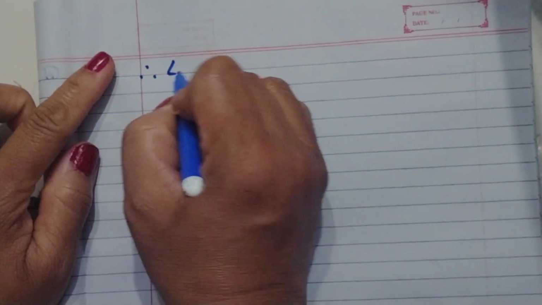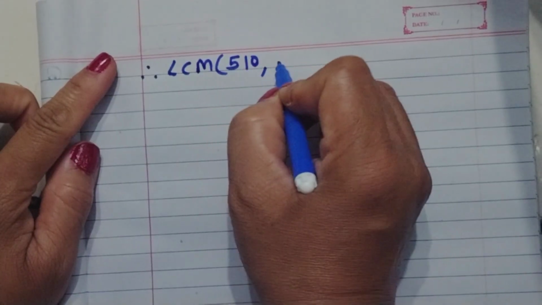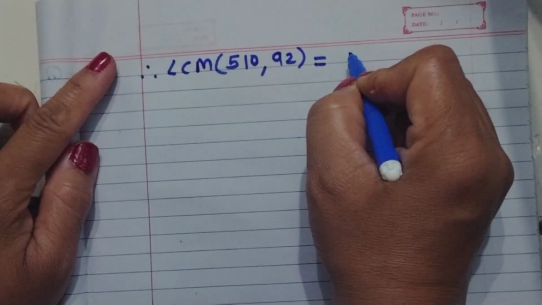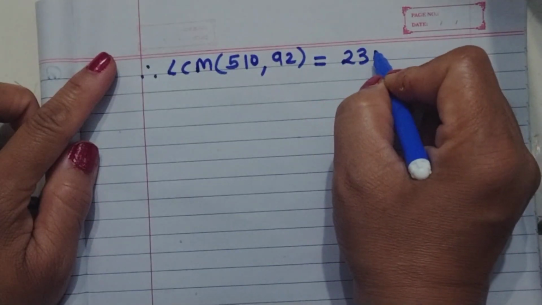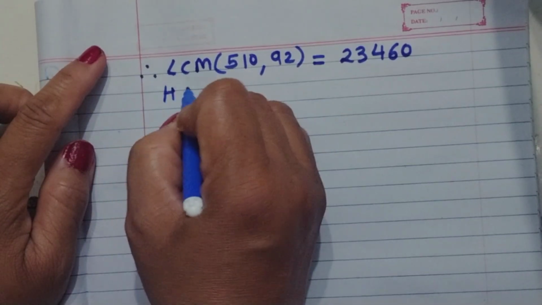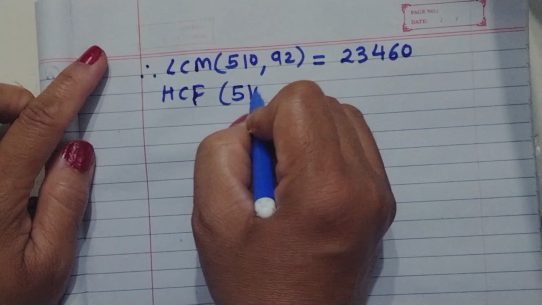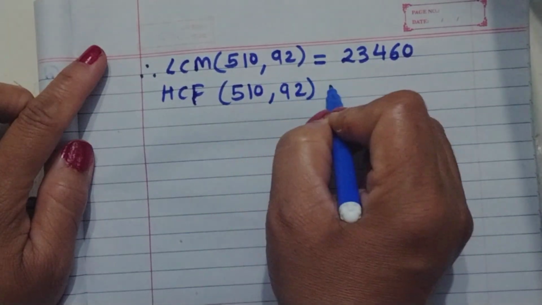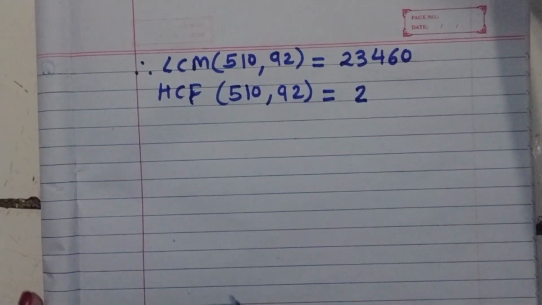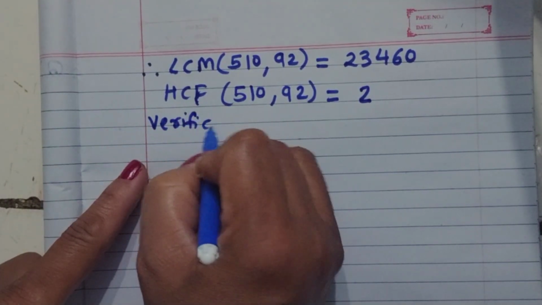Therefore, LCM of 510 and 92 is equal to 23,460. HCF of 510 and 92 is equal to 2. Now we do verification. So we write here verification.